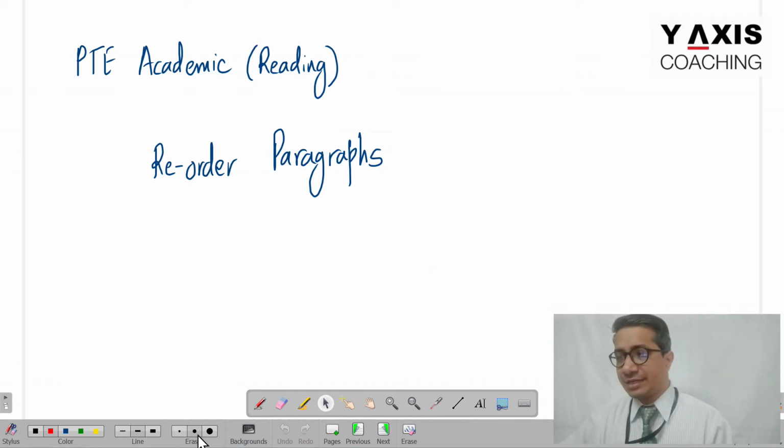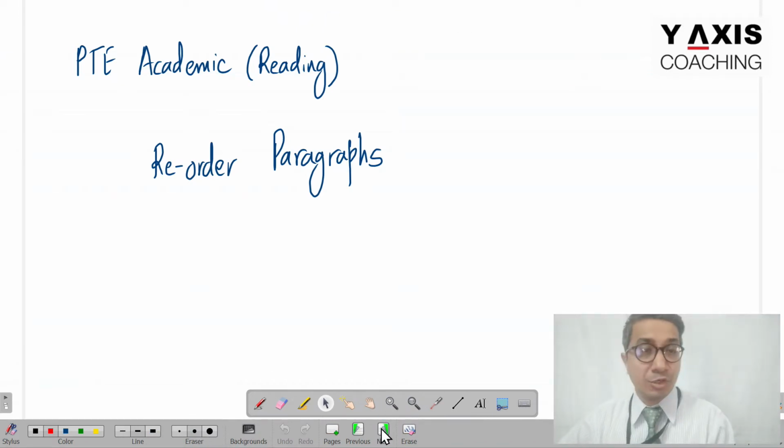Today I'm here with a reading related tip and we are going to discuss a question which seems to be challenging to many test takers. This particular question's name is reordering paragraphs. Okay, so let's take you to the screen. If you can see the screen, first, let us discuss a few facts about reorder paragraph.